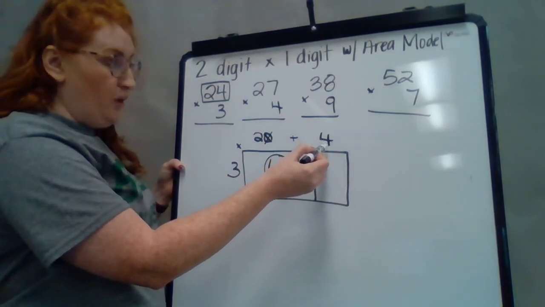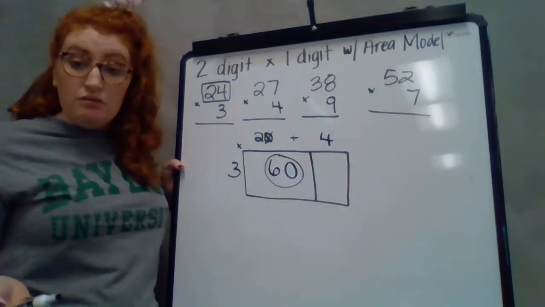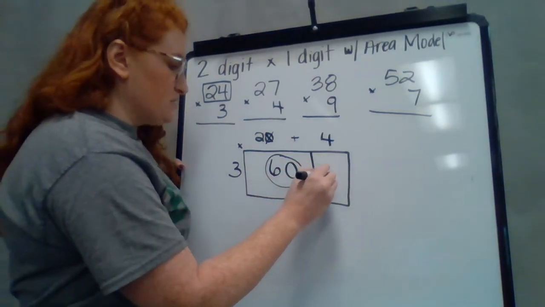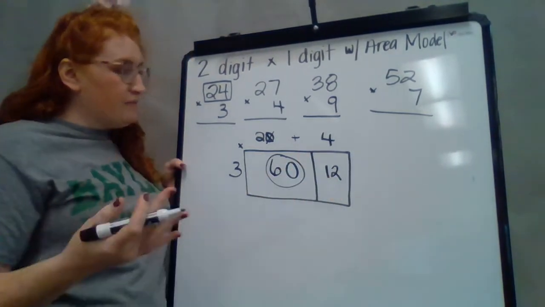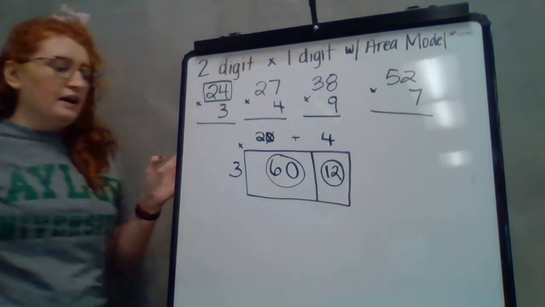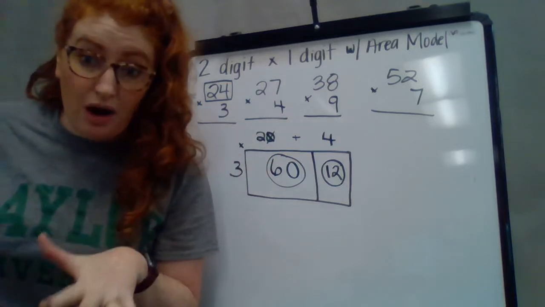Now I know that I have to multiply 4 times 3. And I know in my heart that it is 12 because I know my multiplication facts. So that goes over here. And now I have no more numbers to multiply, so I'm going to circle this one as well. Now, we have finished filling in our area model, but we're not done with our problem yet.